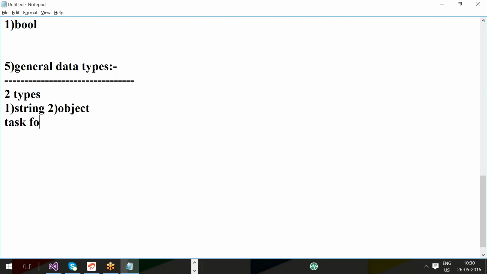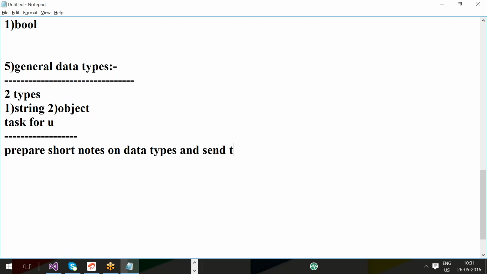Task for you is to prepare short notes on data types and send to my mail ID. Handwritten short notes, scan it and send to my mail ID before you go to bed.